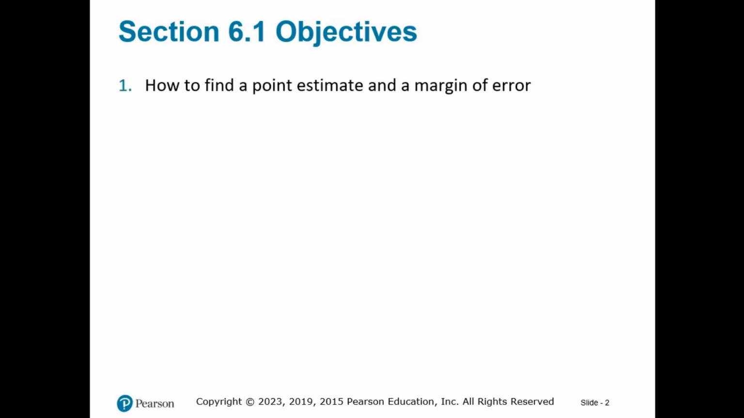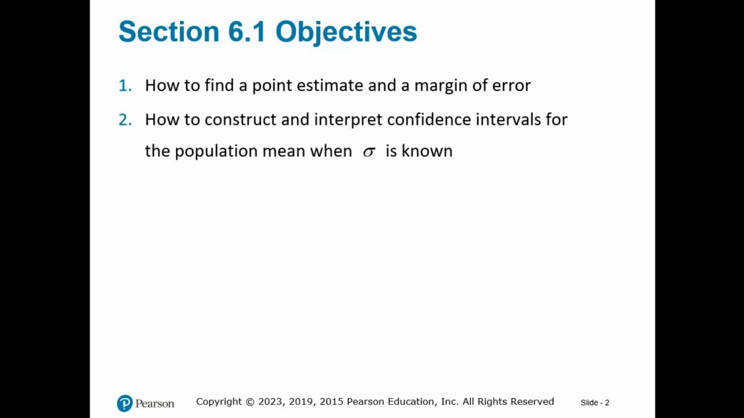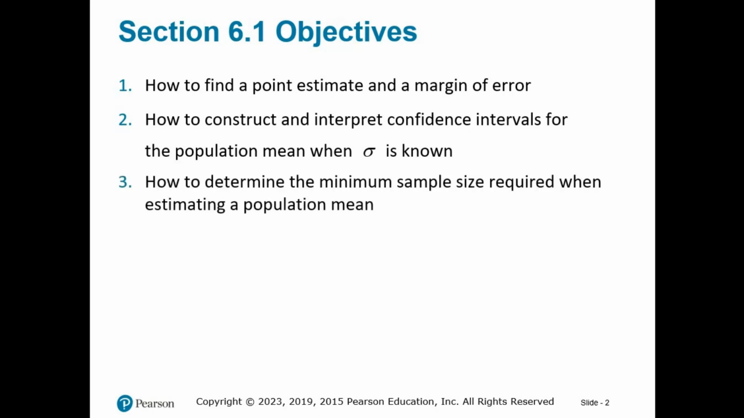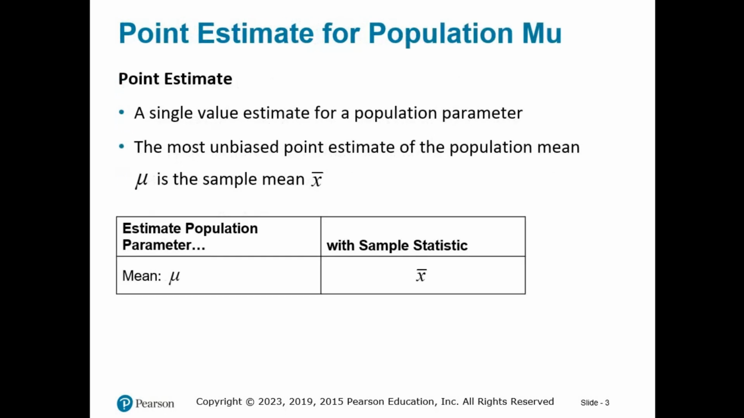So in this section, we're going to learn how to find a point estimate and a margin of error. We're going to learn how to construct and interpret confidence intervals for a population mean, and how to determine the minimum sample size you need to estimate a certain population parameter. So we'll start with a definition. A point estimate is a single value estimate for a population parameter.